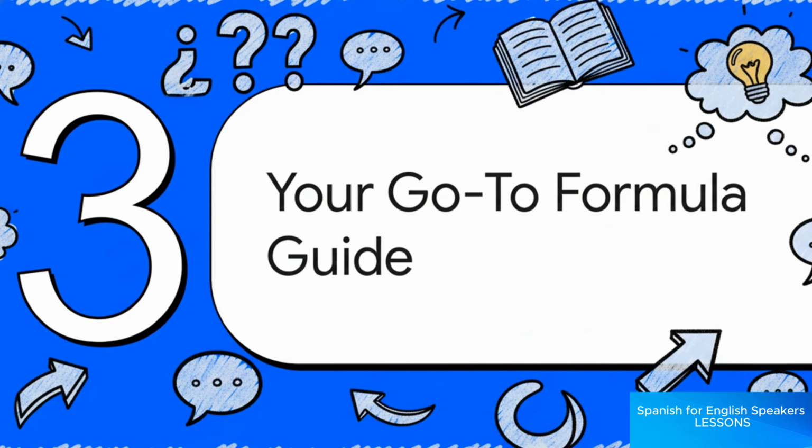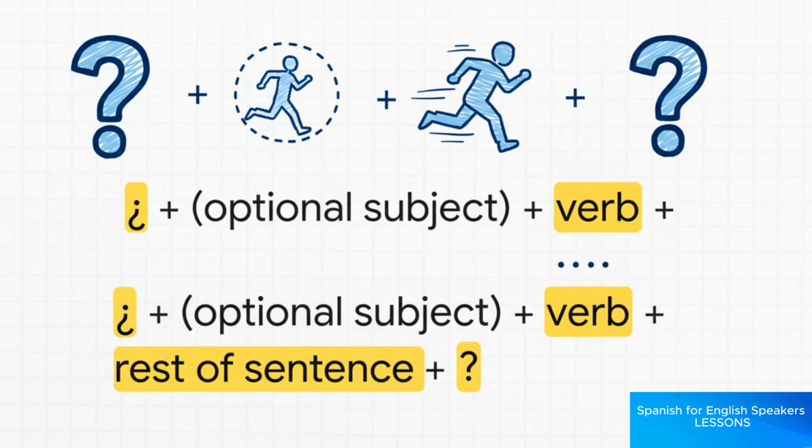All right, let's put all this together into a practical take-home guide. Think of this next part as your personal cheat sheet for building perfect Spanish questions every single time. So let's boil it down. For a simple yes or no question, you can either keep the statement word order and just use a rising tone, or you can invert it by putting the verb first, like you see here. To ask, are you hungry? The most direct way is simply ¿Tienes hambre? Verb first, no subject needed.